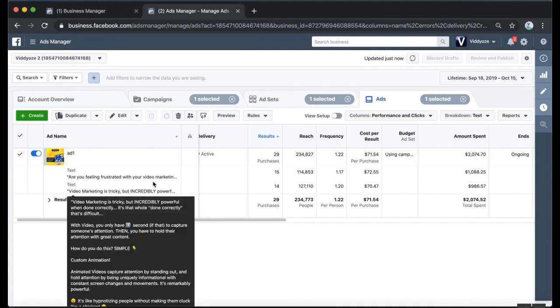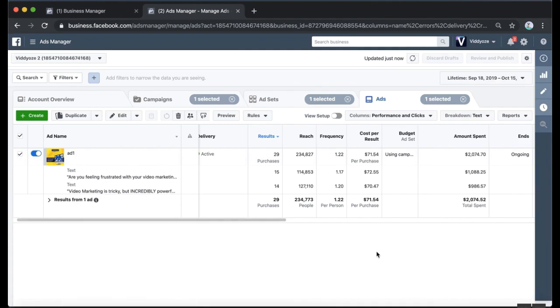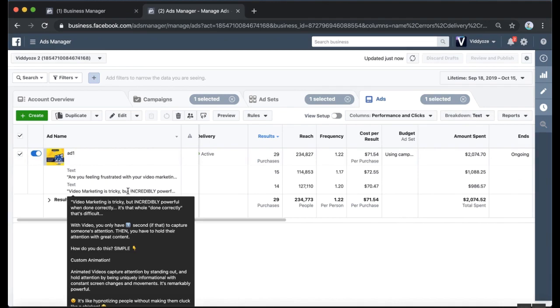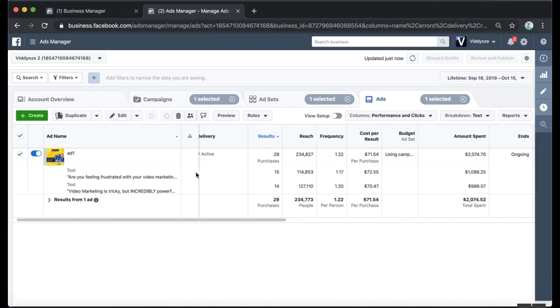These are two different angles, so I would just use both of them. But again, if you see that one of your copies is, let's say, only making me 3 purchases and the cost per result was 120 or something, I would get rid of that one, use the other one, and come up with another copy with a different angle that I haven't tried for my scaling campaigns.